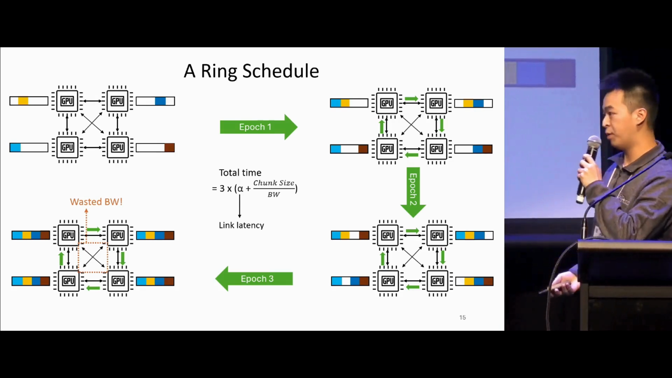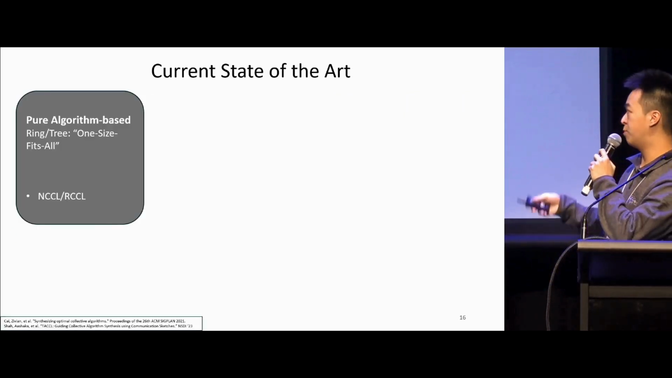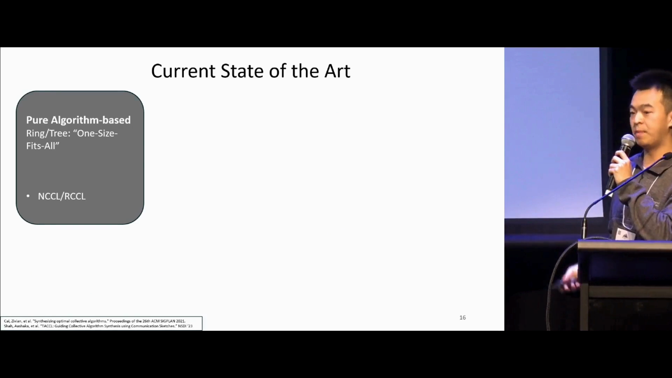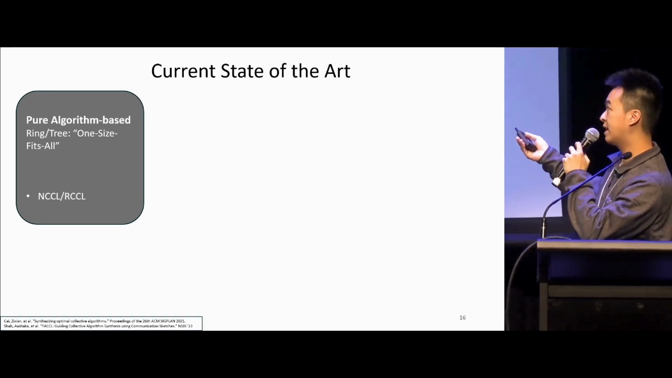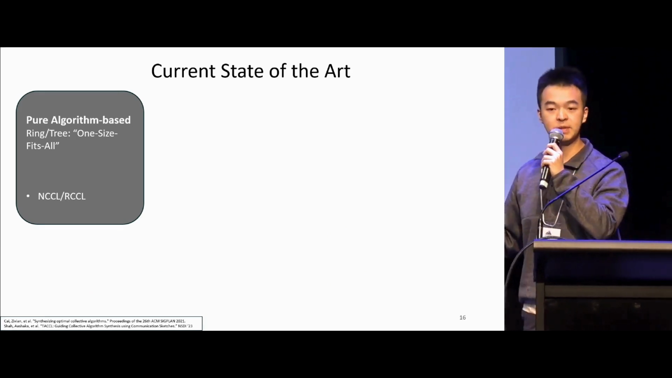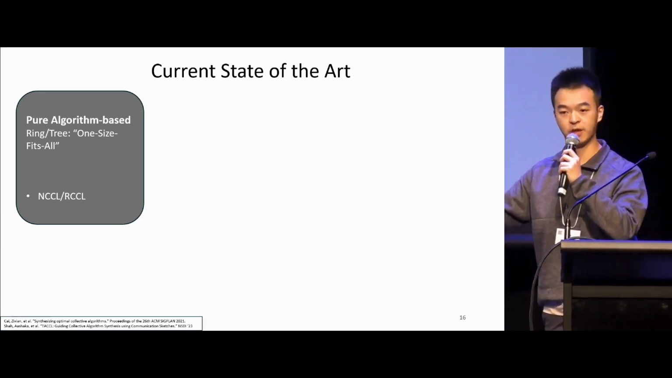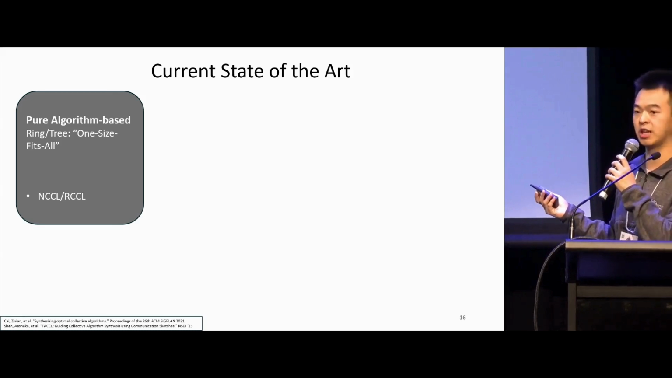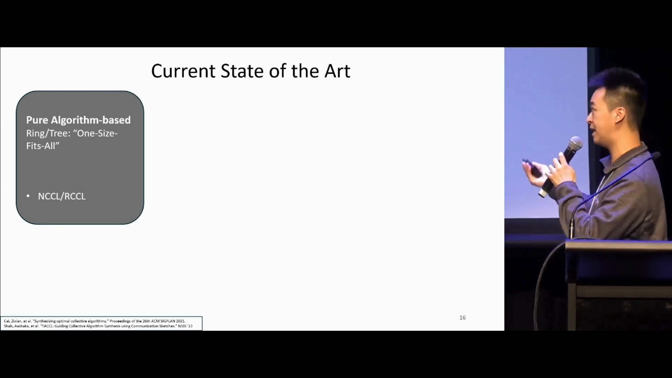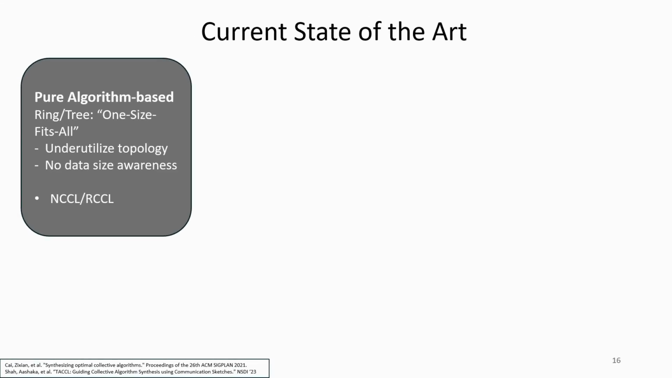So people noticed this problem and want to improve this. The benefit of this kind of pure algorithm collective schedule is that they are one size fits all. That means they can be applied to almost all kinds of topologies. And they are widely used in default collective communication libraries from NVIDIA and AMD, NCCL and RCCL. But they underutilize topology, and there is no data size awareness.